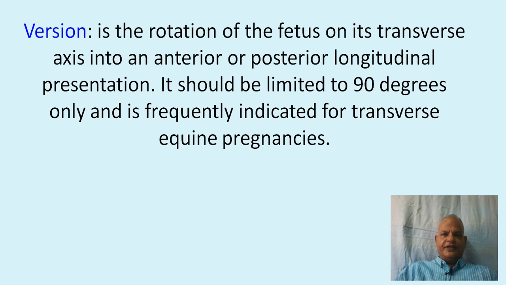Then version is the rotation of the fetus on its transverse axis into an anterior or posterior longitudinal presentation. It is limited to 90 degrees only and is frequently indicated for transverse equine pregnancies.